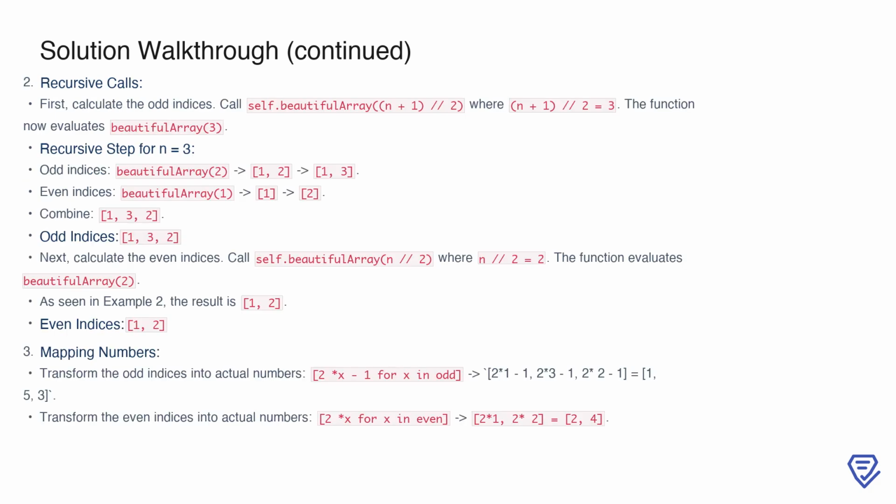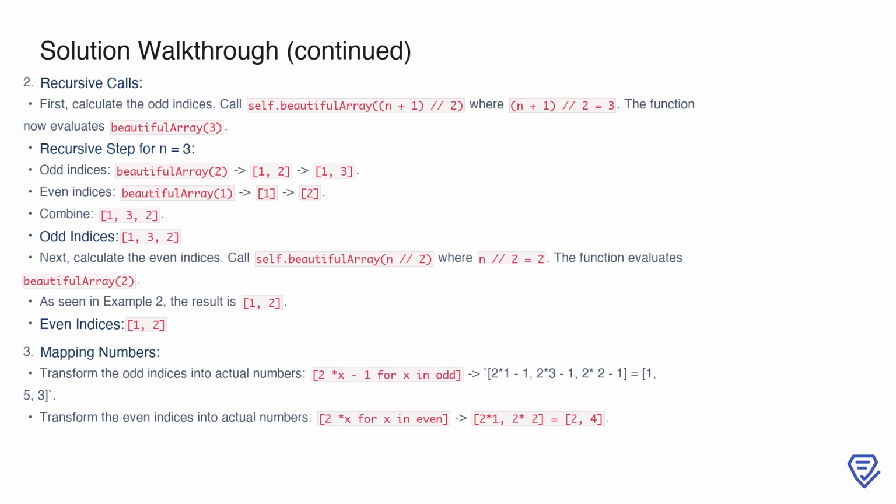For the recursive step with n equals 3, we first calculate the odd indices by evaluating beautiful array 2. As we've seen, beautiful array 2 produces 1, 2, which transforms into 1, 3 after applying the formula 2x-1. Then, the even indices are calculated by evaluating beautiful array 1, which directly gives 1. After applying the formula 2x, this transforms into 2. Combining these, the result for beautiful array 3 is 1, 3, 2.